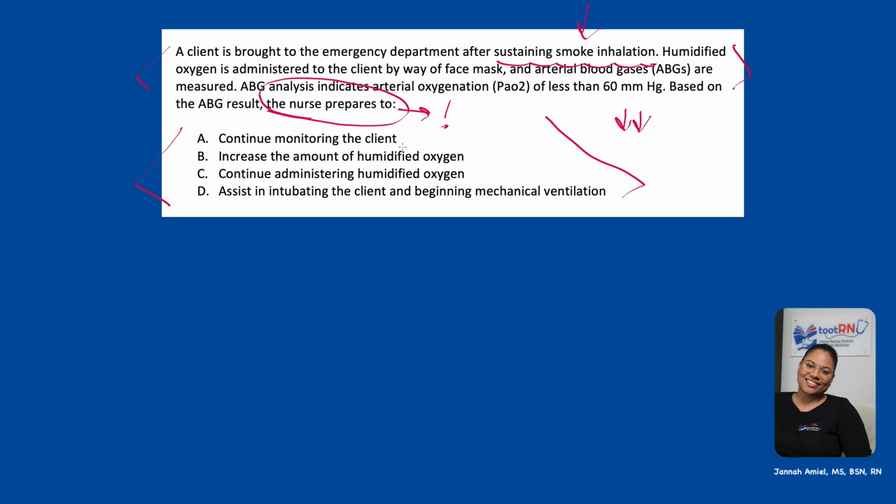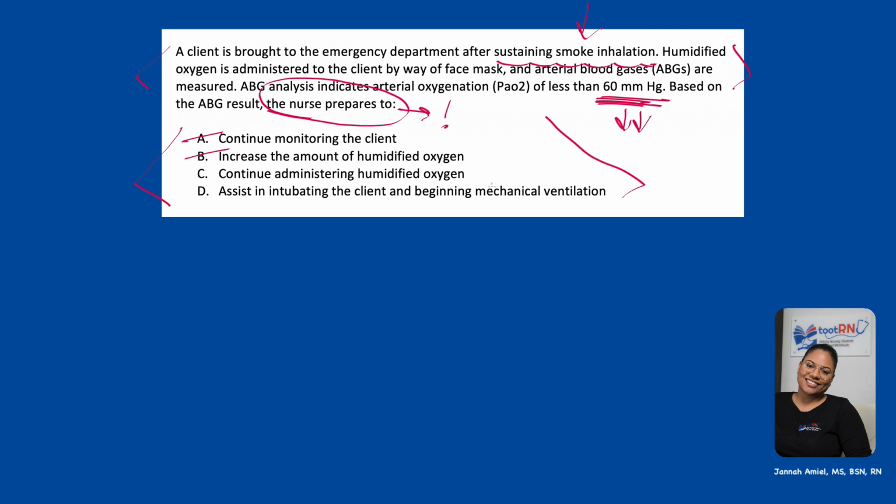Continuing to monitor the client, well, you're not doing anything, which means you're not going to change this number, and you haven't done anything for the client's need. Increase the amount of humidified oxygen. Okay, that would be great, we could give them more oxygen. However, they're getting oxygen by face mask, and we know that's not doing anything for the problem because of that smoke inhalation. You can increase it all you want, but it's not going to move anywhere because we know that airway is compromised. So that's not going to do the trick.